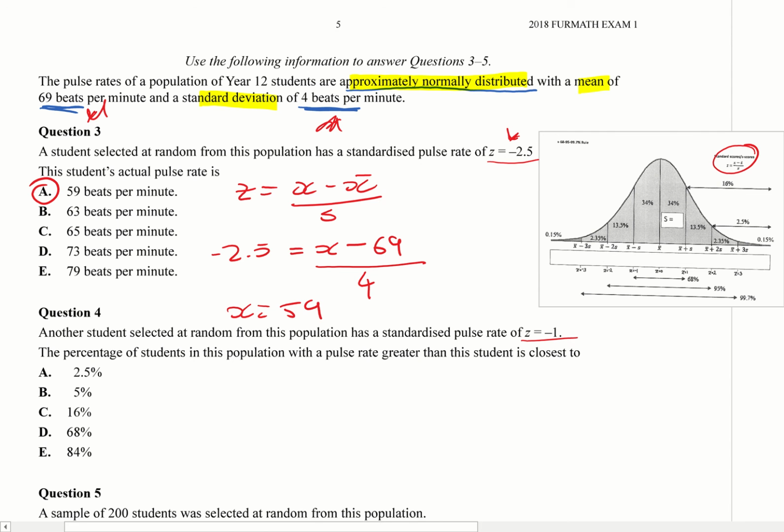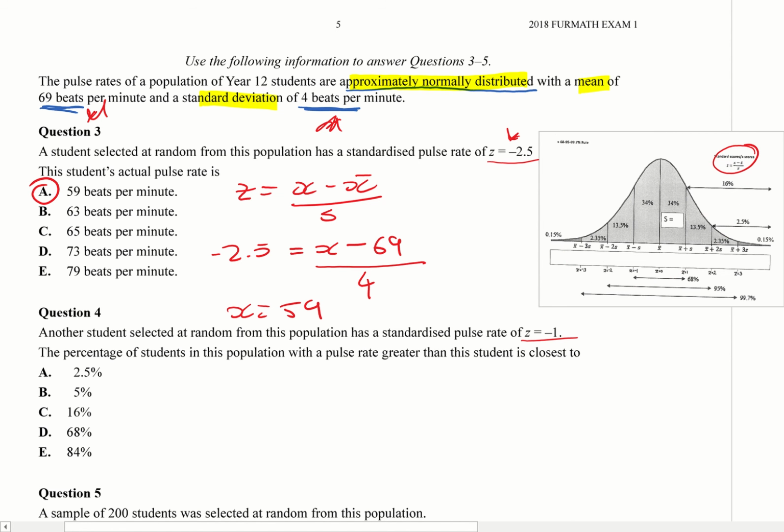All right, so question 4. Another student selected at random from this population has a standardized pulse rate of Z equals minus 1. The percentage of students in this population with a pulse rate greater than this student is closest to what? So, in this case, what you need to look at is the position of z equals -1 on this graph.